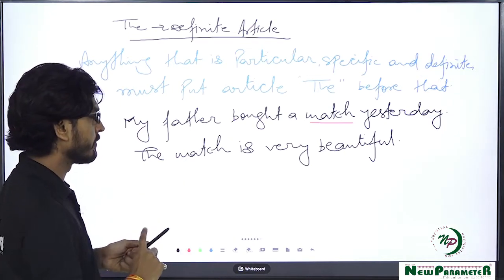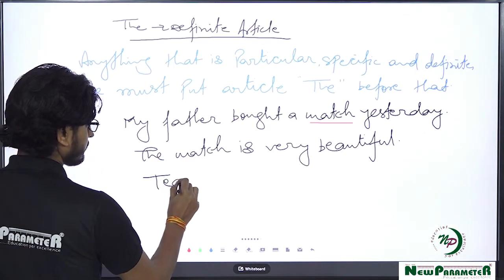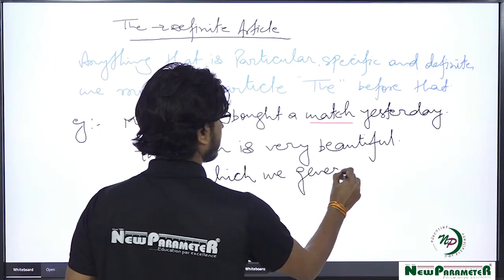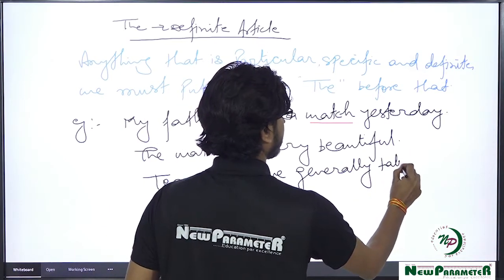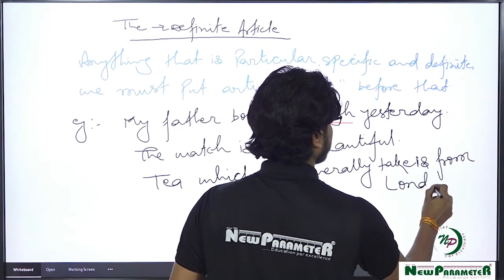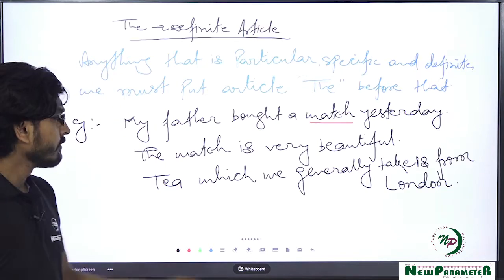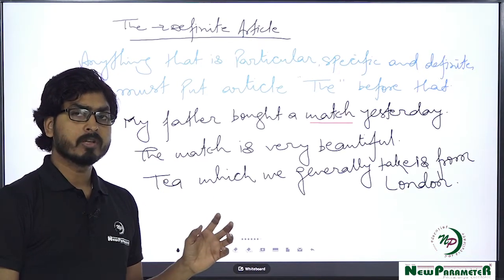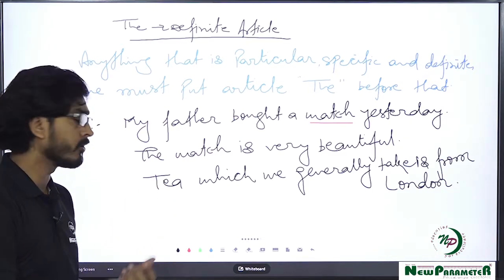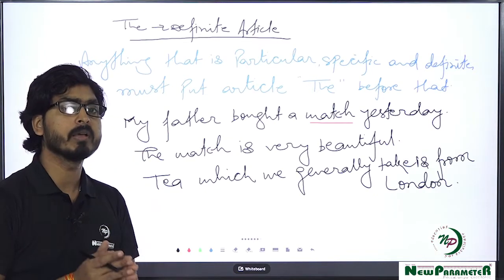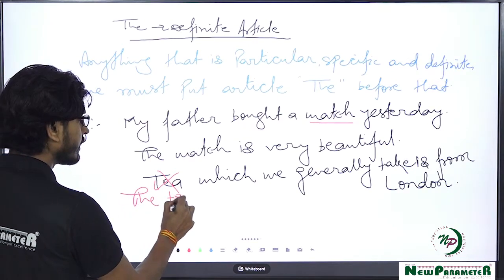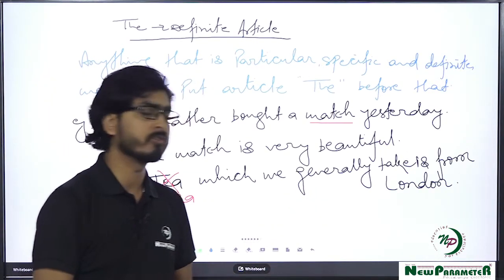Now move to another example: tea, which we generally take, is from London. Say for example, we are not talking about any tea, we are just talking about a particular tea which we take. So this is not an ordinary noun or ordinary tea. We are just talking about a definite type of tea. So we must use article the before this one. So the sentence will be, the tea which we generally take is from London.